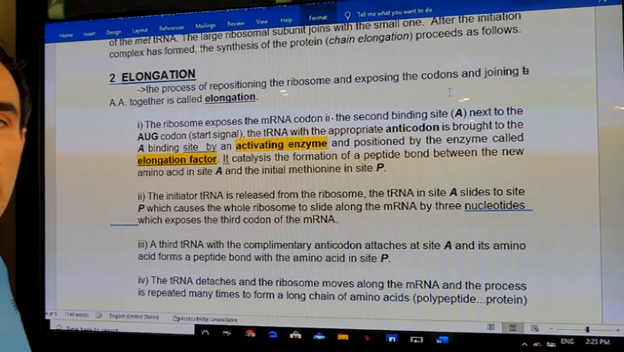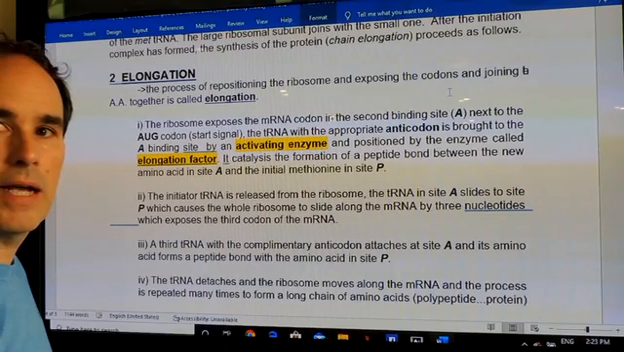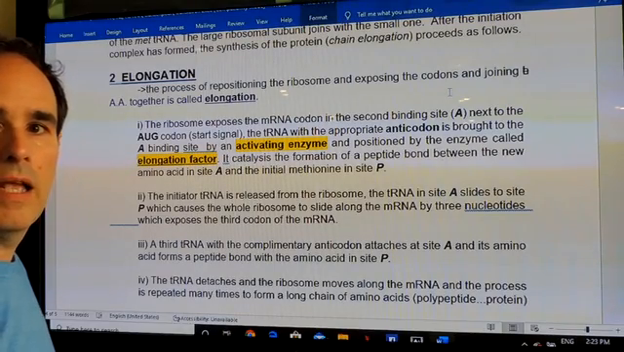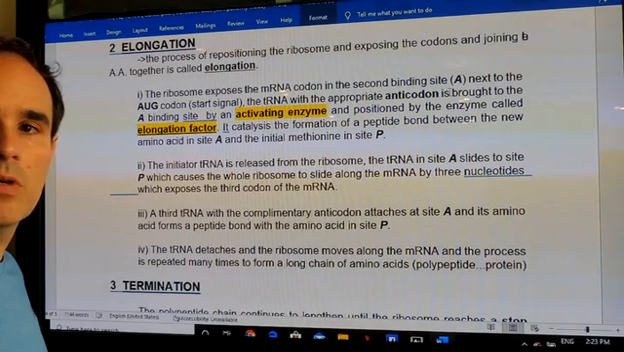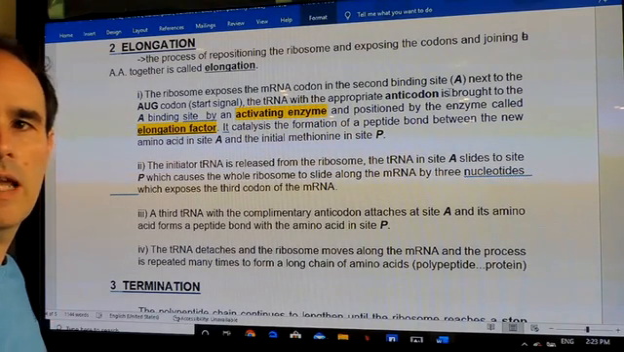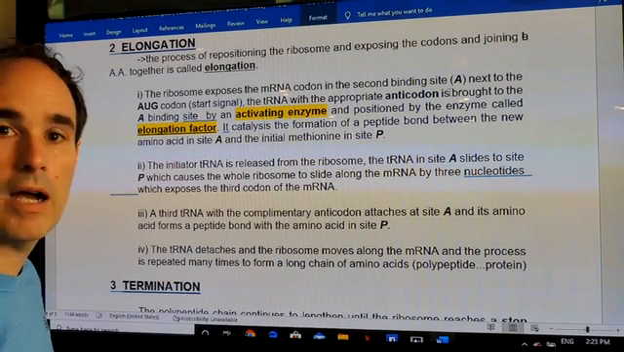A third tRNA with the complementary anticodon attaches at site A, and its amino acid forms a peptide bond, and so on and so on. The tRNA detaches, the ribosome moves along the mRNA, and the process is repeated many, many, many times. Like I said, maybe hundreds of times.